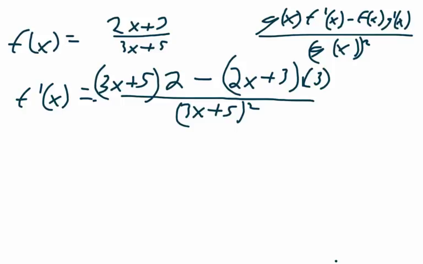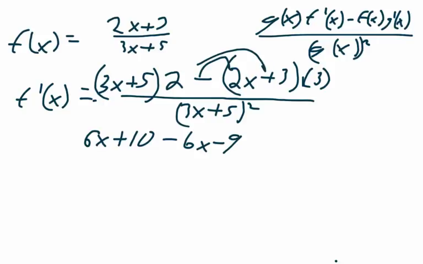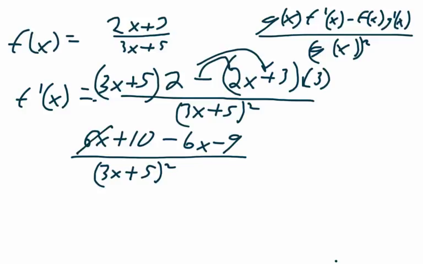Now I'm going to distribute the 2, so we got 6x plus 10 minus 6x minus 9, because this minus sign makes both of these negative, divided by 3x plus 5 squared. Now the 6x and the 6x cancel each other out, and 10 minus 9 is 1 over 3x plus 5 squared.